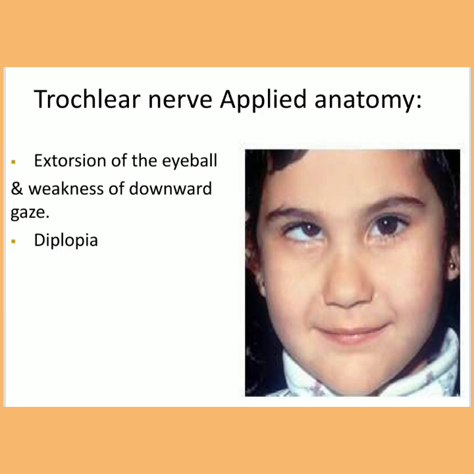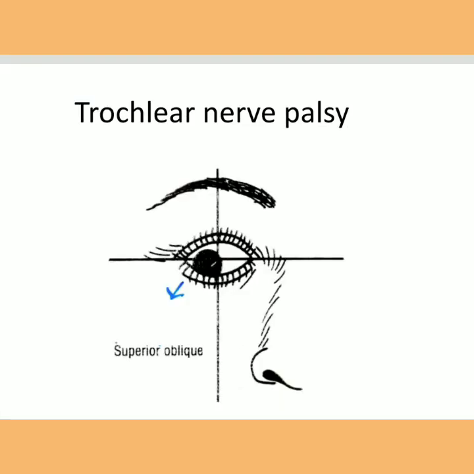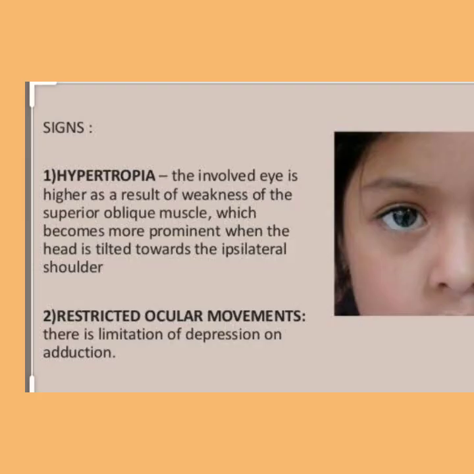When the patient looks laterally and then glances downwards, there is compensatory head tilting to the opposite side. So the paralysis of the trochlear nerve results in defective depression of the adducted eye and diplopia.